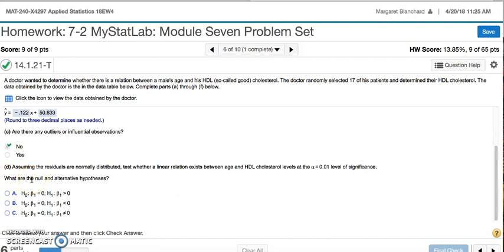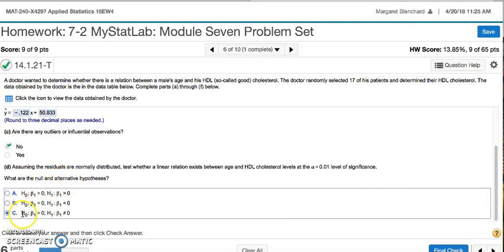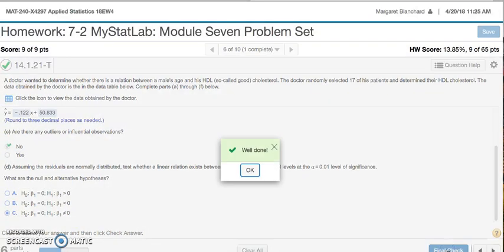Now in this case, they're just asking if there's any linear relation, not positive or negative. If they were looking at positive or negative, we would be looking at less than or greater than 0. But in our case, the null hypothesis is equal to 0, and the alternative would be not equal to 0. That's either a positive or negative linear relation. Well done.